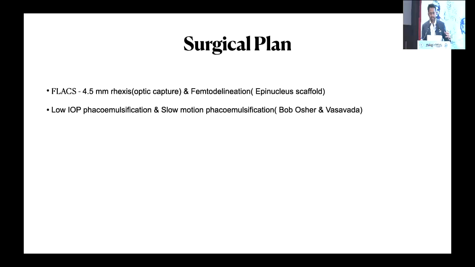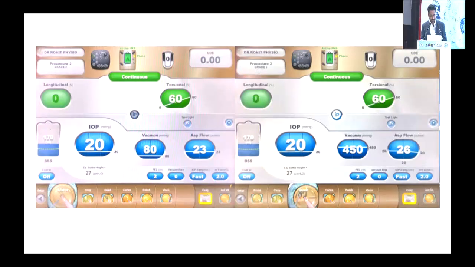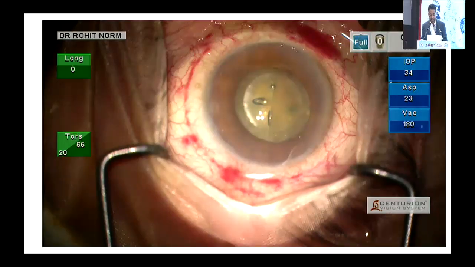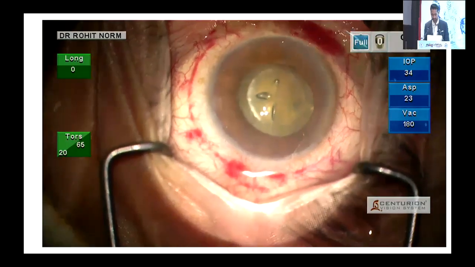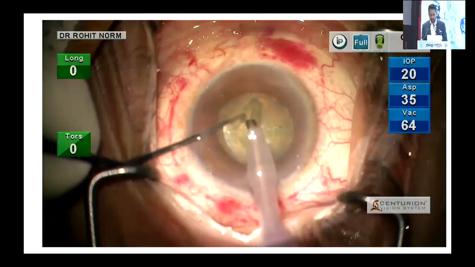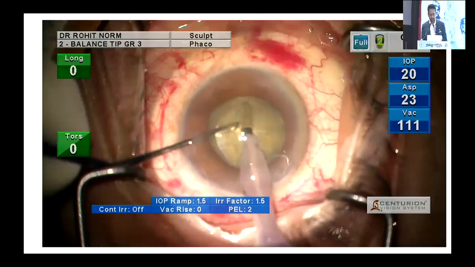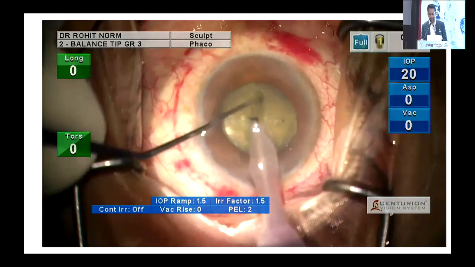Femto delineation helps in providing me an epinucleus scaffold to the pre-existing PCR. So I'll show you how, and of course you have to follow low IOP phacoemulsification and slow motion phaco as described by Dr. Bob. So I have reduced my settings to 20 and 23 to 26 aspiration flow rate, and this is the case. So capsular rhexis was done, and slow motion phaco, low IOP phacoemulsification was continued.